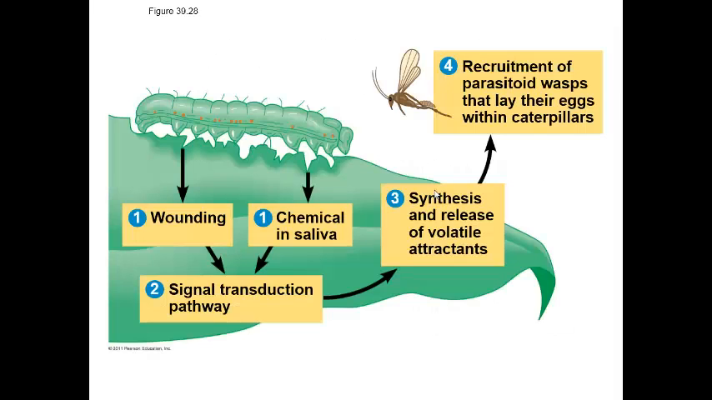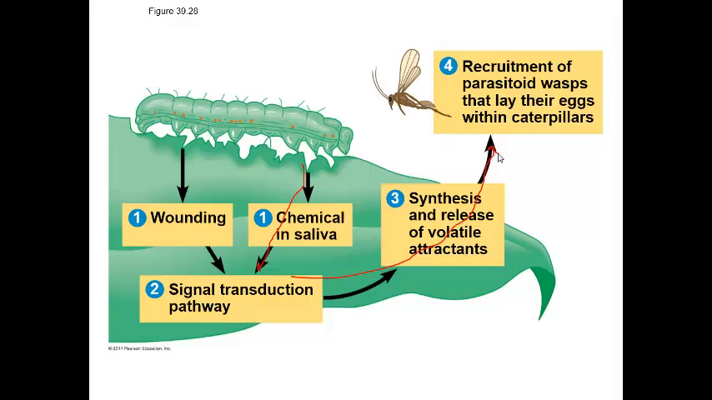Here you see a diagram showing this. Here you see the maize plant, and an herbivore that consumes the maize plant is this army caterpillar. When the army caterpillar consumes a piece of the maize plant, the chemicals in its saliva initiate a signal transduction pathway that's going to cause the maize plant to release these volatile attractants.